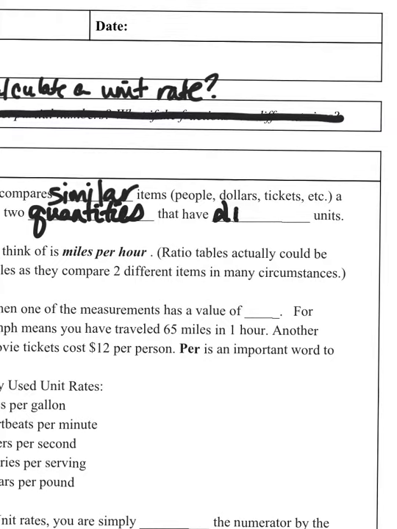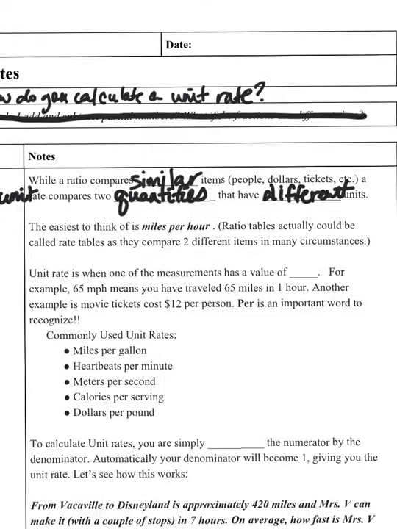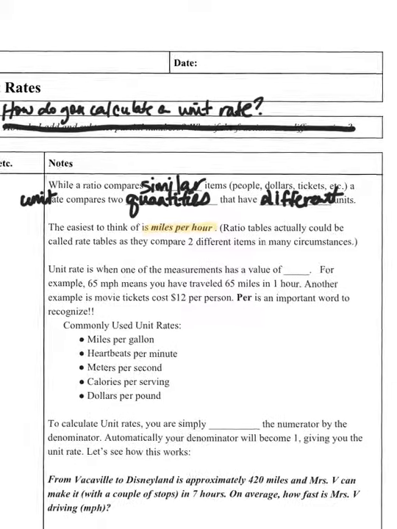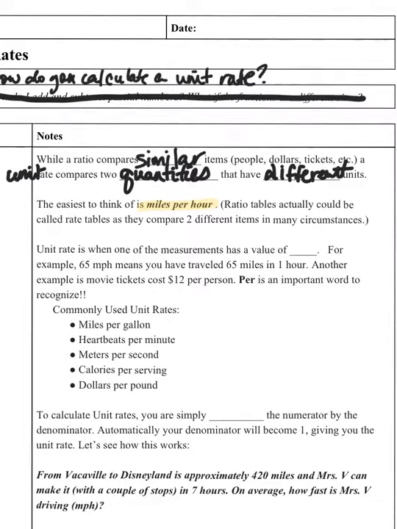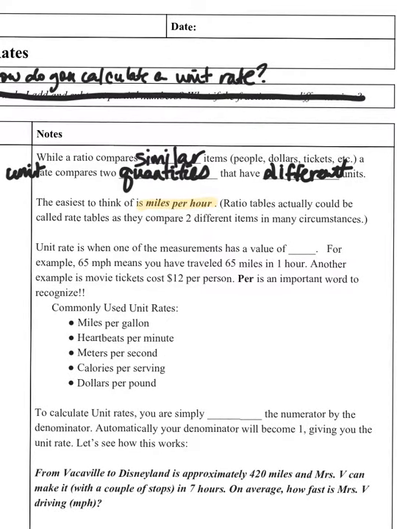And I'll give you some examples that are actually going to sound pretty familiar to you. Okay. So we have to have some way to compare two amounts, but that are different things. So the easiest one that you guys see every day is miles per hour. Okay. And a rate table is a lot of times they compare two different items, right? So one can be the number of hours you work versus how much money you get paid, things like that. So unit rate is specifically when one of the measurements has a value of 1.